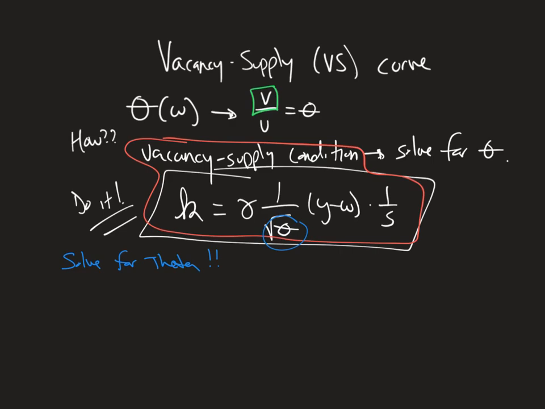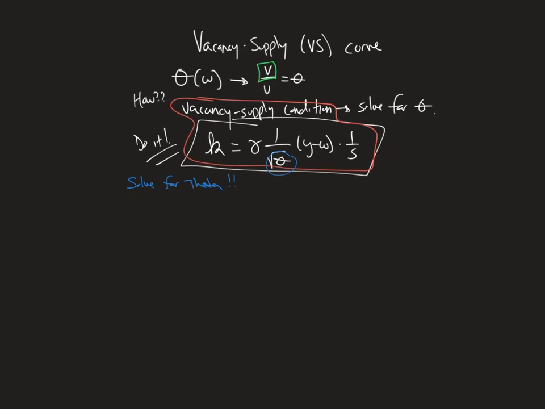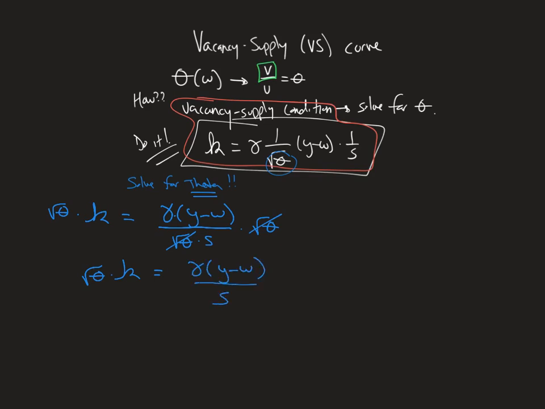My first step, what I'm going to do here is make this a little smaller so that way we have enough room to keep everything on one page. And I'm going to rewrite this. So K is equal to everything that's in the numerator, gamma times Y minus W, and then everything that's in the denominator, the square root of theta and S. This is going to be a lot easier. I want to solve for theta, so I want to get theta by itself. So I'm going to multiply both sides by the square root of theta. These are going to cancel on the right-hand side, so I get the square root of theta times K equals gamma times Y minus W over S.